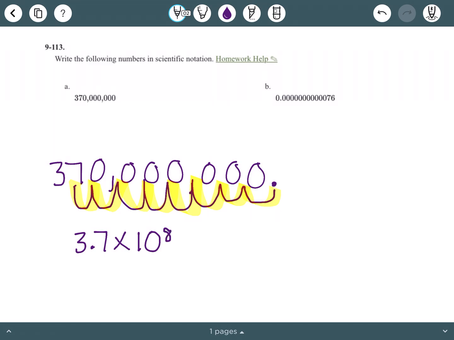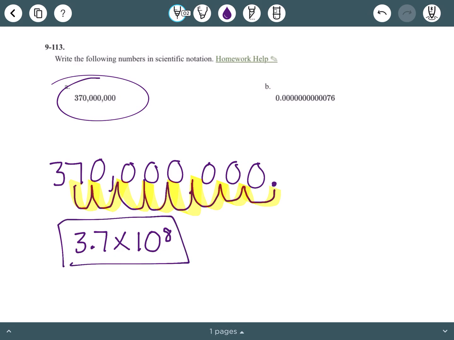And since I am moving it to the left, that is going to give me a positive exponent. Also, you can tell here that my original number in standard form is not less than 1. So if you have a standard notation number that is greater than 1, then you're going to have a positive exponent. So this is what we have for A. Let's go ahead and take a look at part B now.